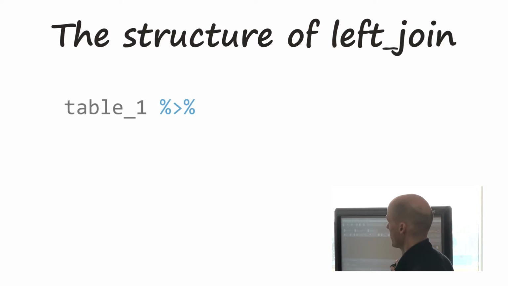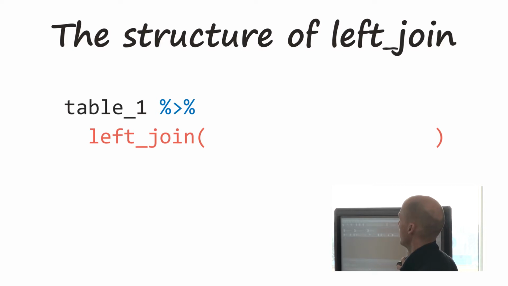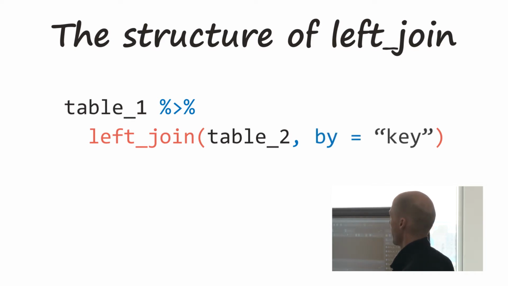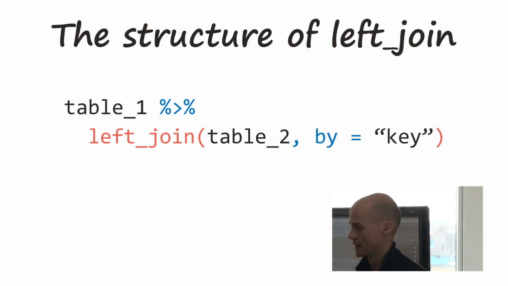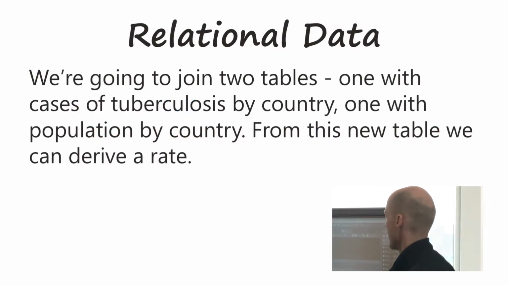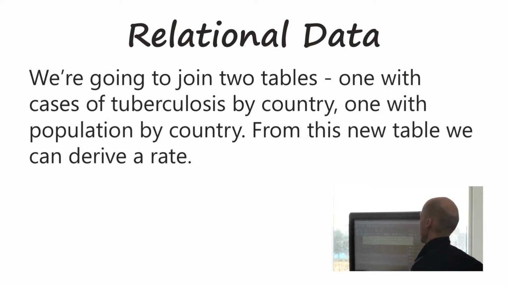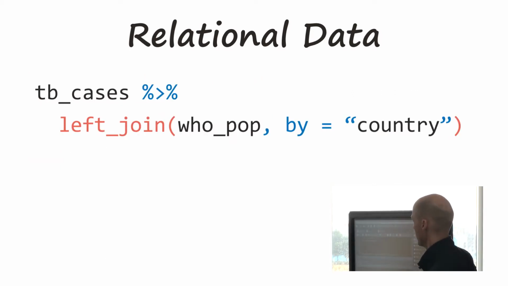The structure of left join is you take the original table, the one you want to keep the structure of, and you left join to the table you want to match rows to, and you join by a key column. So for instance, in the TB cases, or whatever you chose to name it, we want to join the cases data to population, so we can perhaps derive a rate. So if we complete this code, you should get something that may not look quite as you expected.